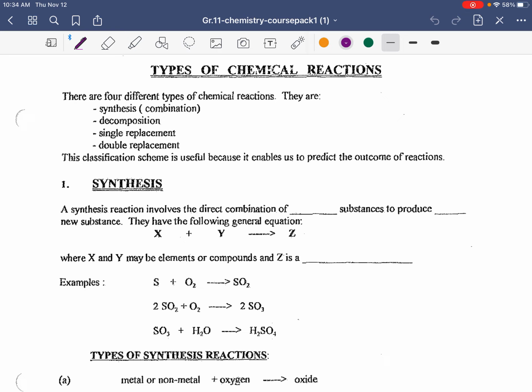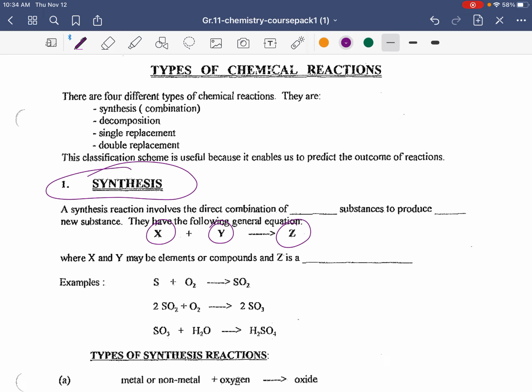Now, today we're going to look at synthesis. The general reaction of synthesis is that when you have two reactants, these reactants can be elements and they can be compounds. But what's for sure is that these two entities are going to come together to become one, to give you a compound, in this case, Z.